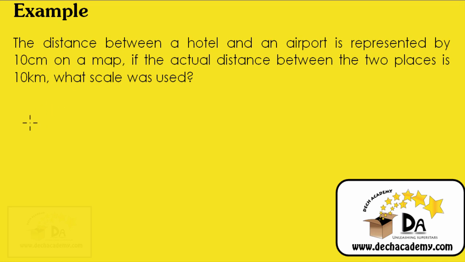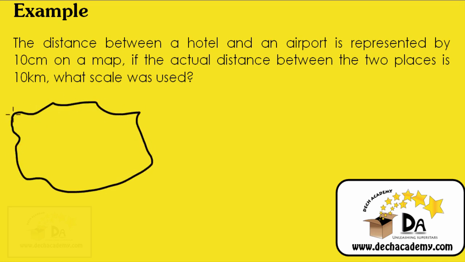Here's another example that says the distance between a hotel and an airport is represented by 10 centimeters on a map. So let's say we have a map and there's a hotel somewhere here and an airport here, and let's assume the straight line distance is 10 centimeters on the map. Of course, this is not to scale. And they're saying that if the actual distance between the two places is 10 kilometers, what scale was used?